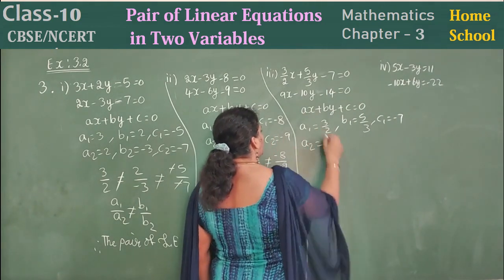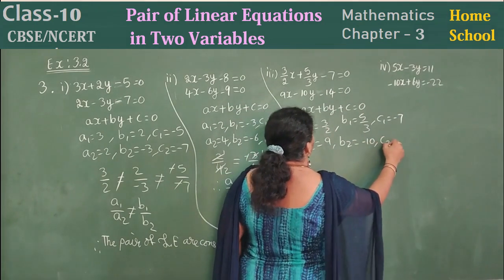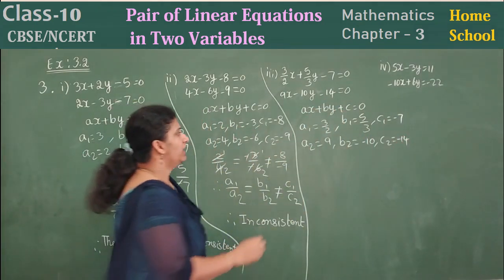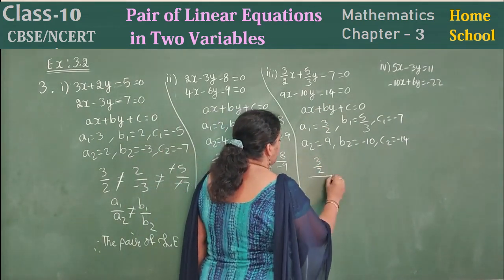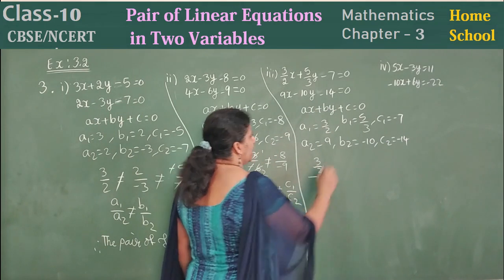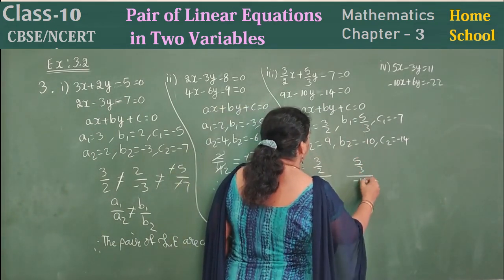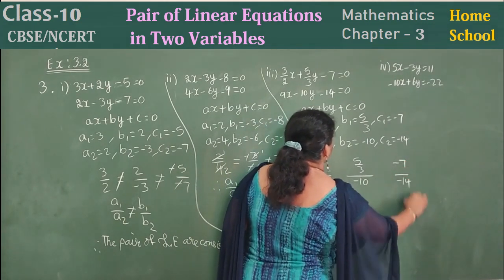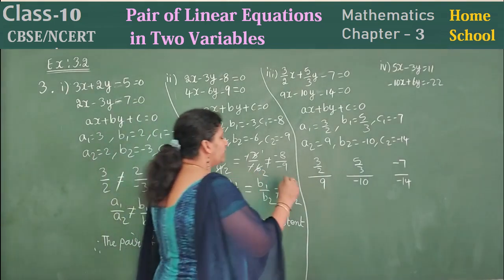Similarly, a2 is 9, b2 is minus 10, c2 is minus 14. Okay. Now see the ratios, children: 3 by 9, 5 by 3 by minus 10, and minus 7 by minus 14. How will you bring this up? How can you simplify this, children?